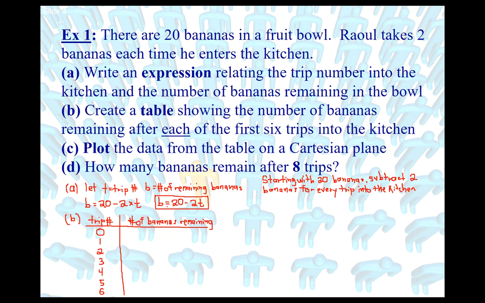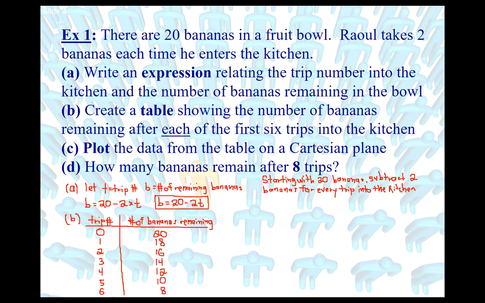Okay, if we've made no trips into the kitchen, then you just have the starting amount of bananas. That would be 20. Now, every time I make a trip into the kitchen, he takes 2 of them away. So after trip number 1, there'd be 18 left. After trip number 2, there would be 16 left. After trip 3, take away another 2, 14. After trip 4, there would be 12. After trip 5, there would be 10. And after trip 6, there would be 8.